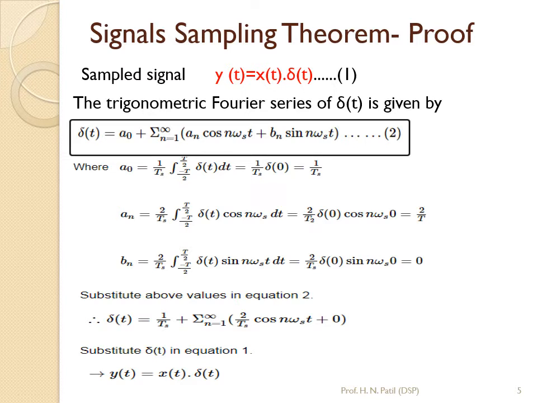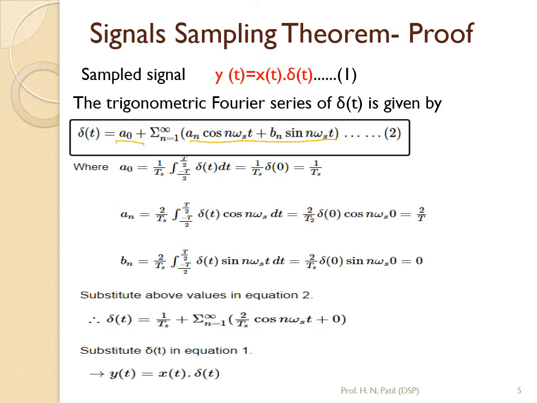So let us derive the complete proof of the sampling theorem. The sampled signal is indicated by the equation y of t is equal to x of t into delta of t. Let us take the trigonometric Fourier series of delta of t, and it is given by the equation delta of t is equal to a0 plus the summation of n is equal to 1 to infinity of an cos(n omega s t) plus bn sin(n omega s t).